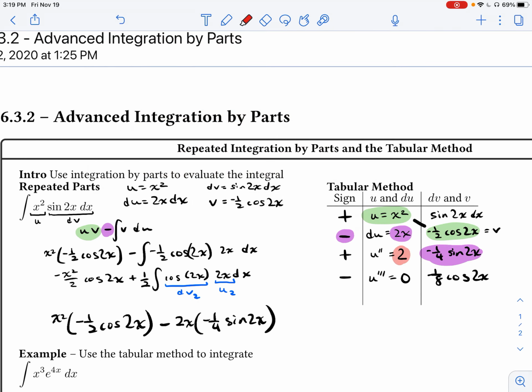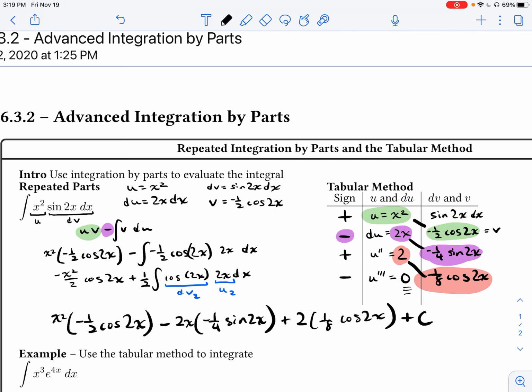We're then going to go to positive 2 times 1/8 cosine 2x. So plus 2 times 1/8 cosine of 2x. And notice here that now in our next row, we get 0. And so really, it doesn't matter. We don't have to integrate anymore. We can stop integrating because we can no longer differentiate anymore. Or another way of saying this is that since our derivative here is 0, it doesn't matter what we multiply by. So we know that we're done. We're just going to go ahead and stop there.